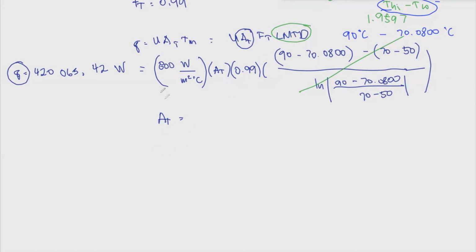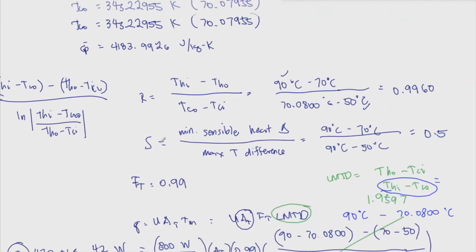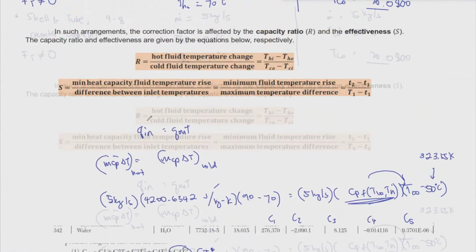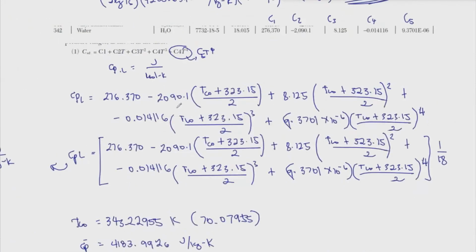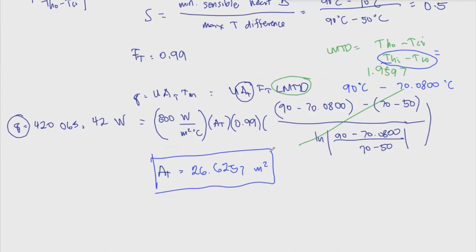So the total area, this area is actually referring to all the shell and tube heat exchanger area. Kaya medyo mas malaki siya compared to one shell. So that's 26.6257 meters squared. So if you're asked what is the area of one shell, divide nyo lang siya sa 4 kasi meron tayong 4 shells right here. So, yun yung kanyang magiging area. That's divided by 4 for 1.